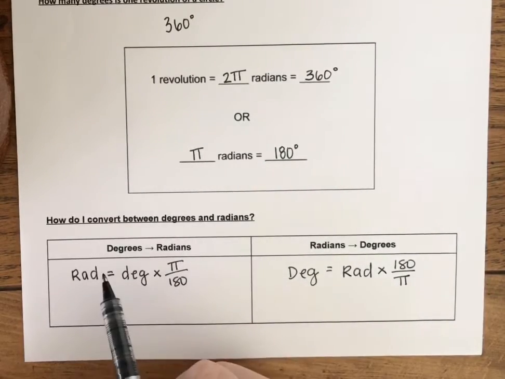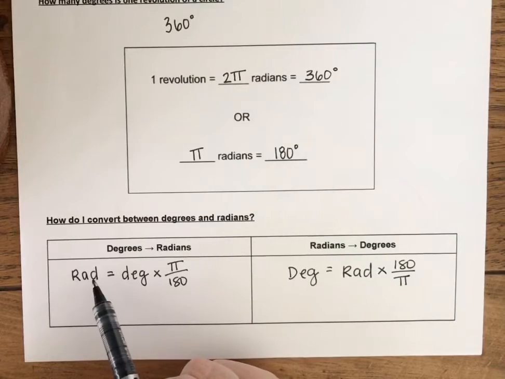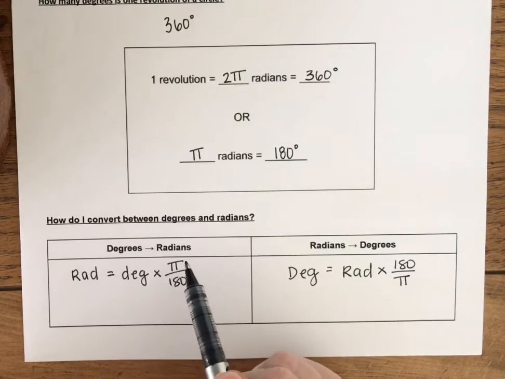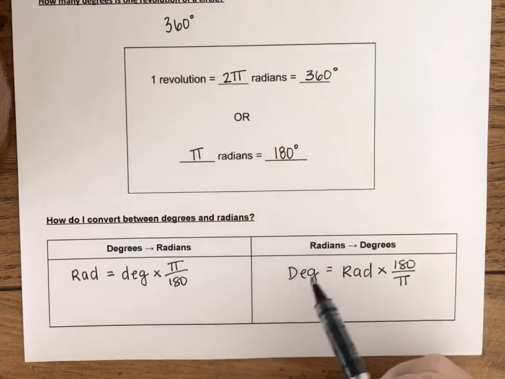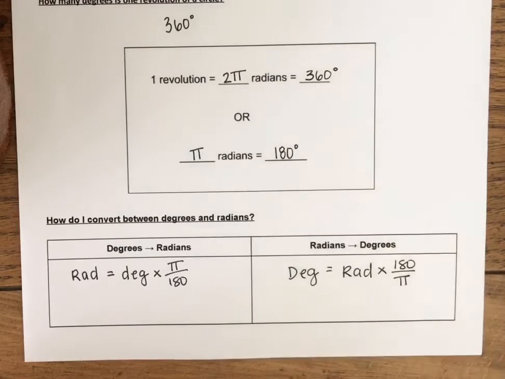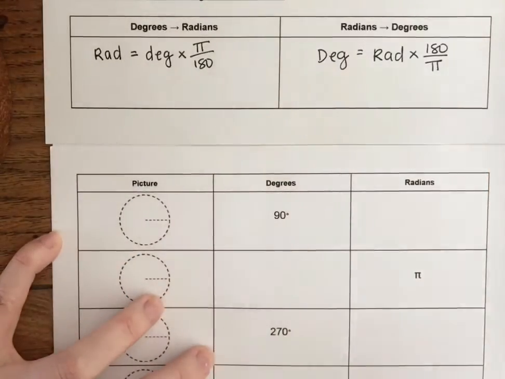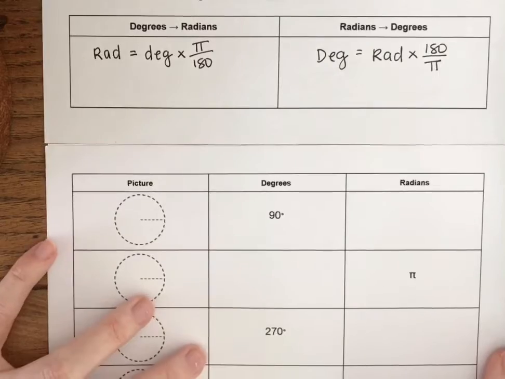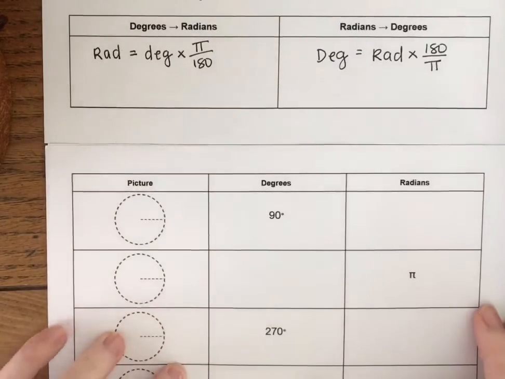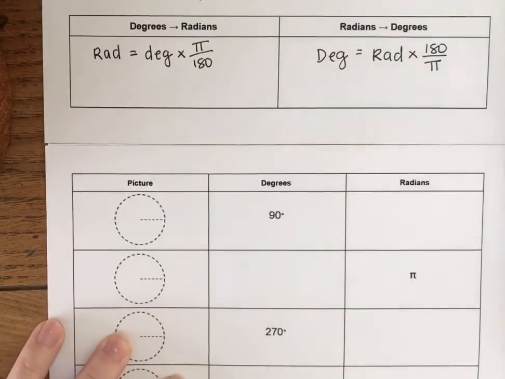So these are the two equations that we're going to use in order to convert between degrees and radians. Depending on which way you're going, if I'm trying to find radians, I'm going to multiply times pi over 180. If I'm trying to find degrees, I'm going to multiply by 180 over pi. So let's look at some examples. I'm going to keep my equations up here so that I don't have to keep flipping and showing those back and forth.